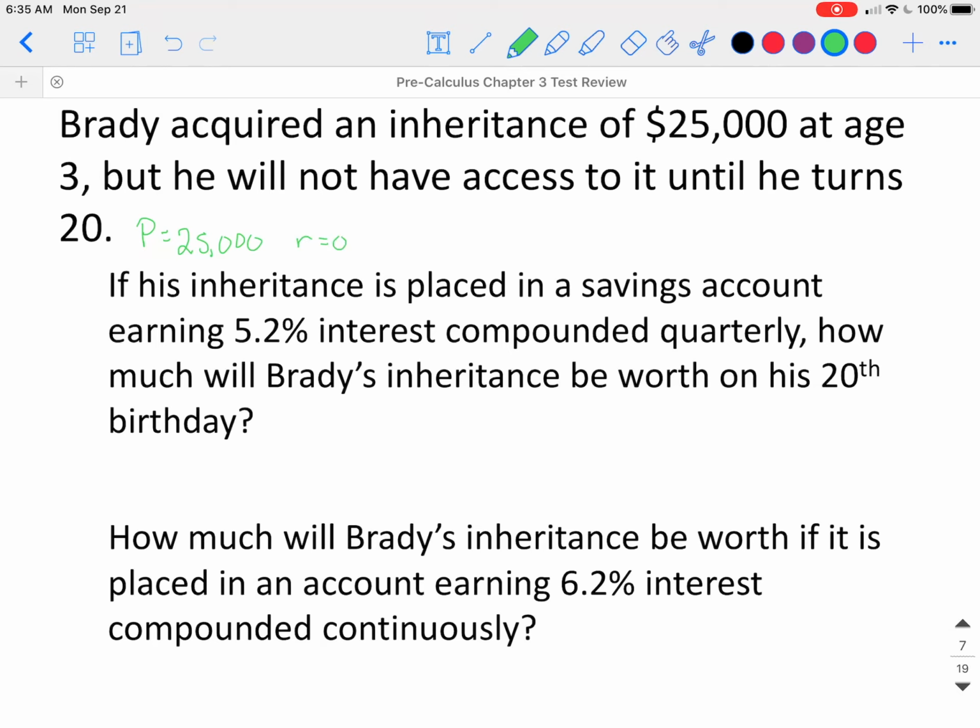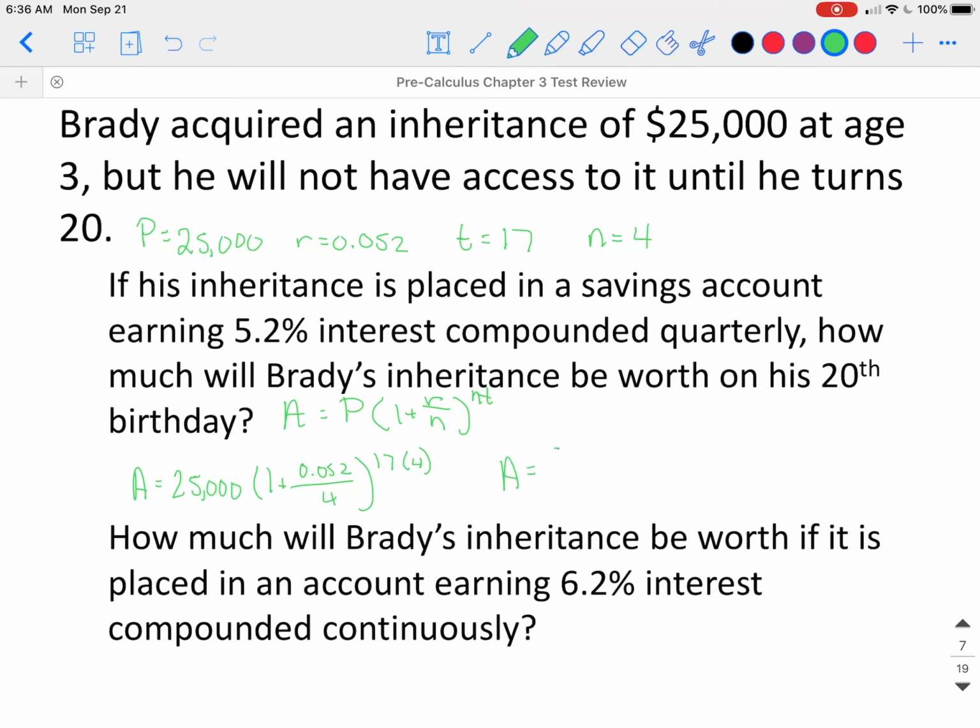We know our interest rate, written as a decimal, is 0.052. We know the amount of time from the time he is 3 until he turns 20 is 17 years. And we know the number of times it is compounded is quarterly, and there's 4 quarters in a year. So our n value is 4. Now the formula for this is p times 1 plus r over n raised to the nt power. So we can do 25,000 times 1 plus 0.052 over 4 raised to the 17 times 4 power.